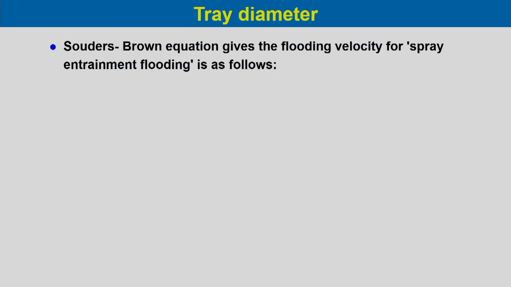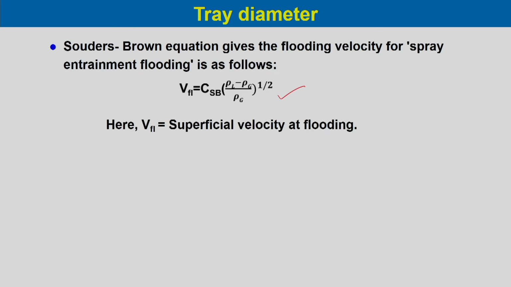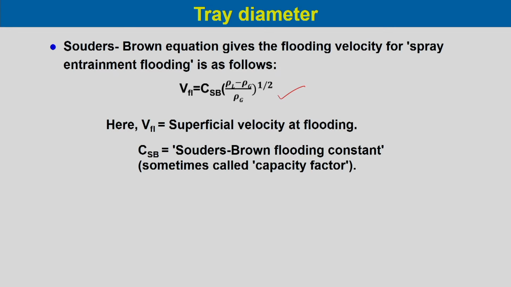The Schroeder-Brown equation gives the flooding velocity for spray entrainment flooding, which is given as follows: V_FL is equal to C_SB times ((rho_L minus rho_G) divided by rho_G) to the power half, where V_FL is the superficial velocity at flooding and C_SB is the Schroeder-Brown flooding constant, sometimes called the capacity factor, and rho_L and rho_G are the density of the liquid and the gas.